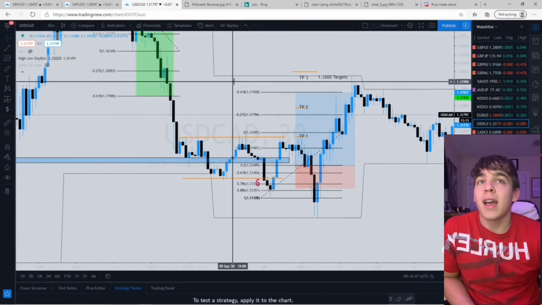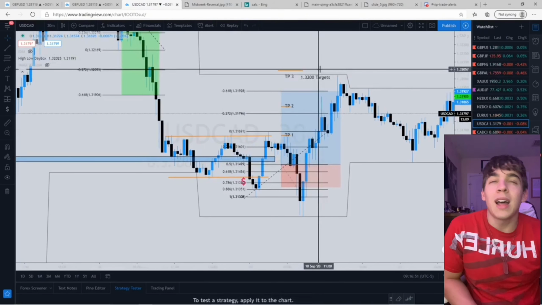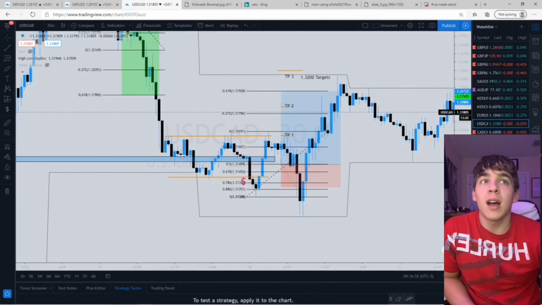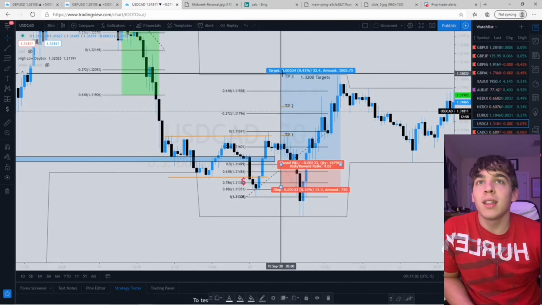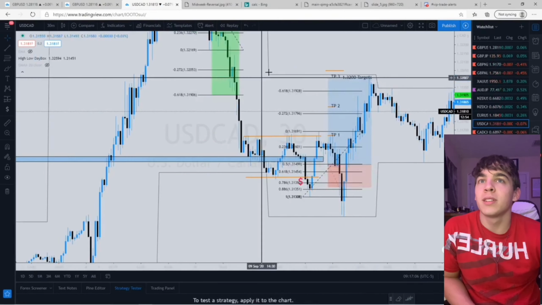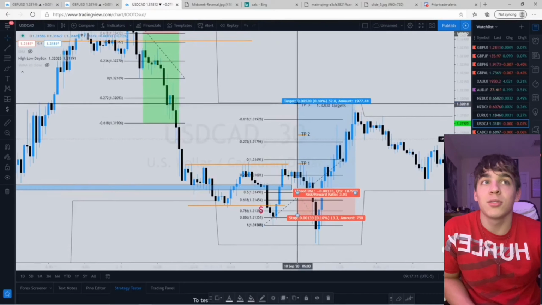I could have targeted that, but I decided I wanted to target the 1.3200 psychological price level. So instead of targeting right here at 1.3192, I just wanted to target the psychological zone, because it was pretty likely price was going to come into this area. We have no previous structure right here, so I might as well target the psychological zone.